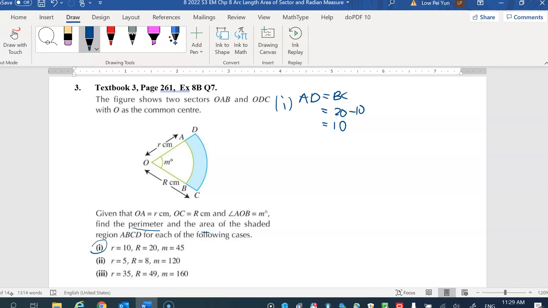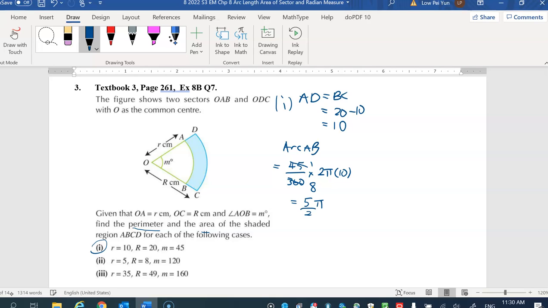Now I need to find the arc AB. In order to find the perimeter, I need to find the arc AB, and we know that since my angle involved is 45 degrees out of 360 times my circumference, which is 2 pi, and the small radius is 10. And I know that 45 out of 360 is 1 out of 8. 20 over 8 is actually 5 over 2. So that is 5 over 2 pi.